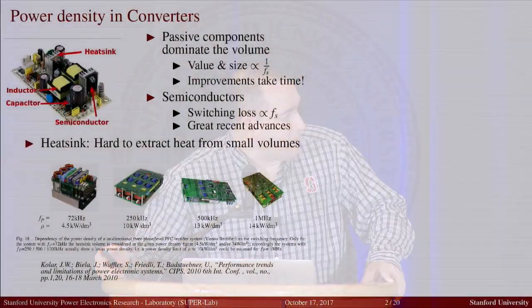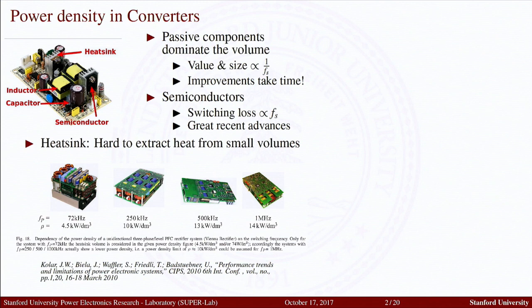increasing the switching frequency. The power density of the power converters starts increasing up to a point, and then we reach a point of diminishing returns in which further increases in switching frequency are not translating anymore into smaller converters. You can see, for example, in the converters at the bottom of the figure, that as we increase the frequency from 250 kilohertz to 500 kilohertz, we can increase the power density from 10 to 13 kilowatts per liter. But if you double the switching frequency to 1 megahertz, the power density only increases to 14 kilowatts per liter. So it's questionable whether further doubling the switching frequency would translate into something smaller.